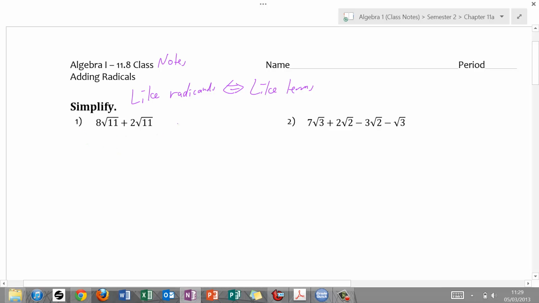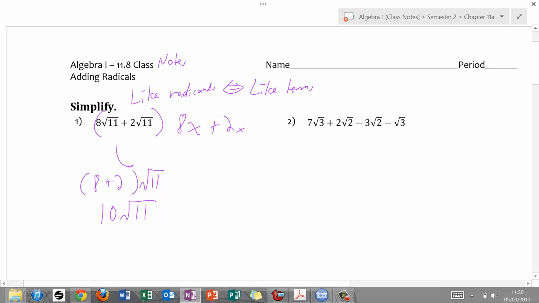Number one, I want you to see that as the same thing as having 8x plus 2x. You guys should know 8x plus 2x is 10 times x. This is 8 times radical 11 plus 2 times radical 11. In essence, if I really wanted to, and I'm not going to, I could factor out a radical 11, leaving behind 8 plus 2. 8 plus 2 is 10, even Max Chalice knows that. So we have 10 times radical 11.